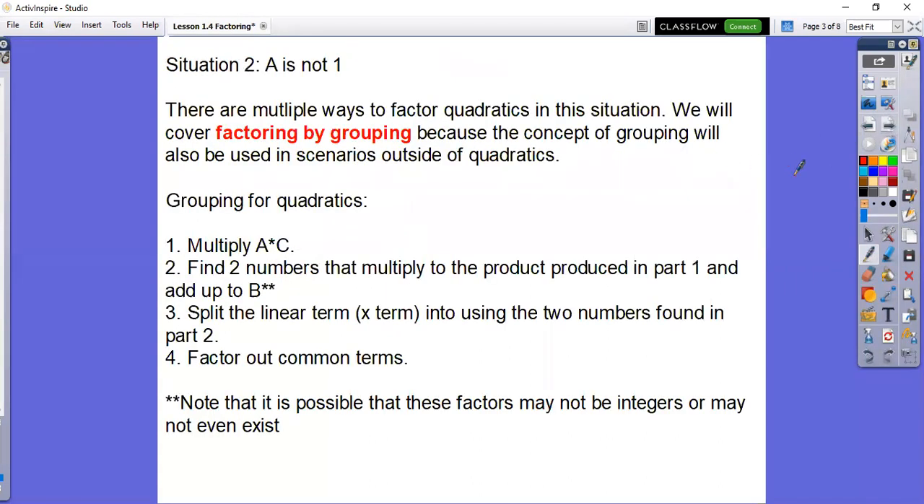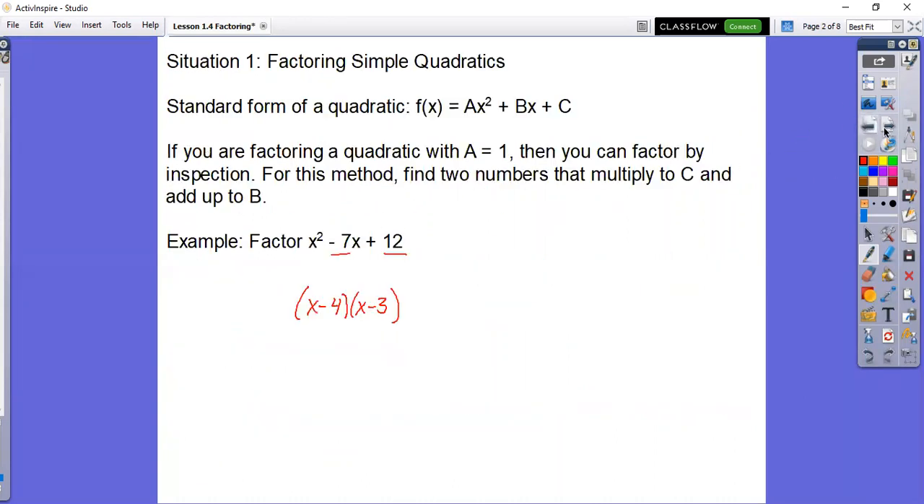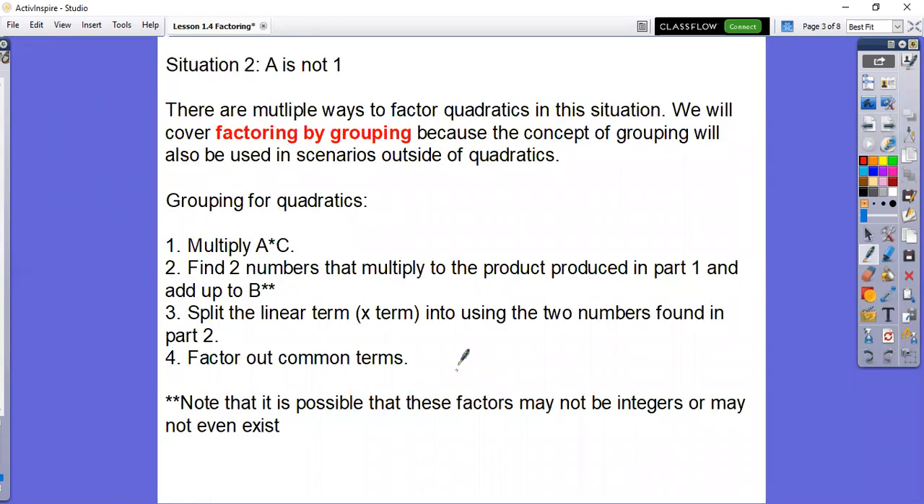So now we're going to look at situation 2 when A is not 1. So there's some different ways to do this. One of them is inspection, and inspection basically means do exactly what you did here. Just figure out which numbers go in the factors. And as you do more and more of these, that should really probably be your go-to method sometimes. But in case you can't figure it out with inspection, we're going to talk about factoring by grouping. The reason we're going to talk about factoring by grouping specifically is because the concept can be used outside of quadratics as well.